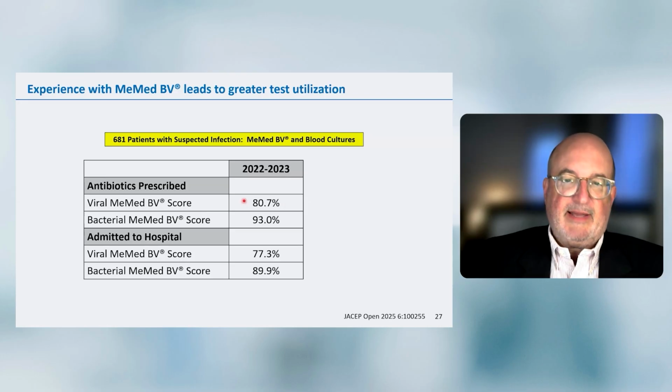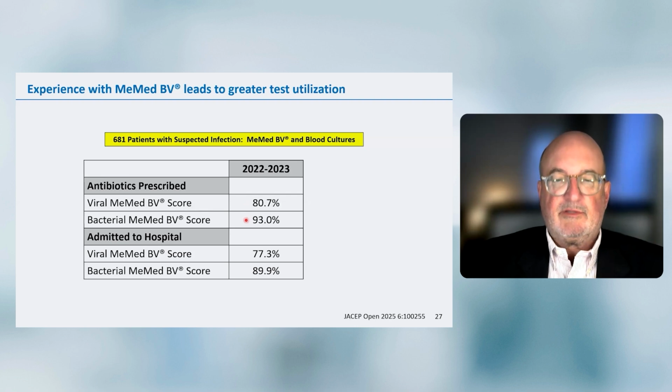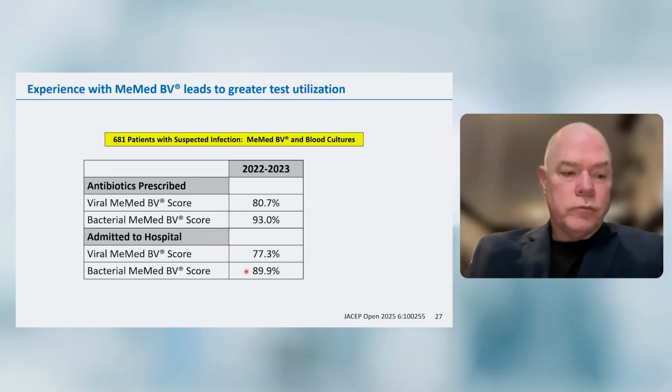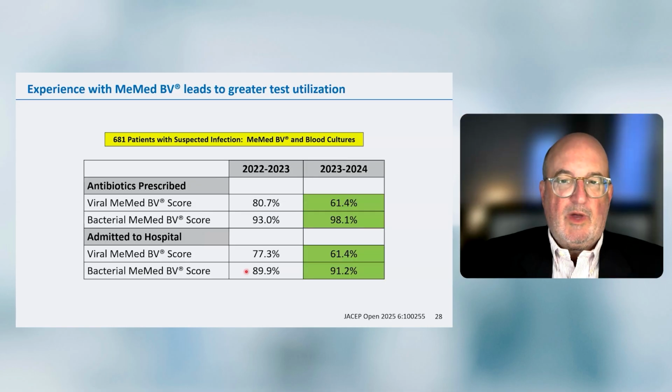that, as you might expect, there's still antibiotic being given even though there was a viral MeMed-BV score. And of course, that was higher when there was a bacterial score available. In terms of hospital admissions, again, 77% of those with viral scores were admitted, 90% of those with bacterial scores were admitted. What happens when there's another year of experience? Well, those numbers change.